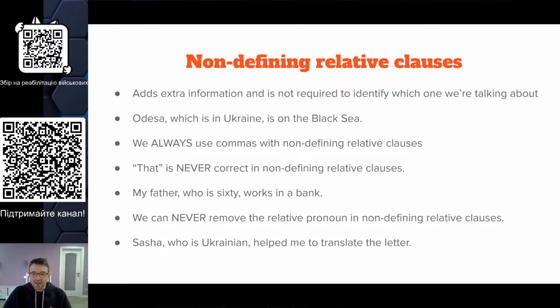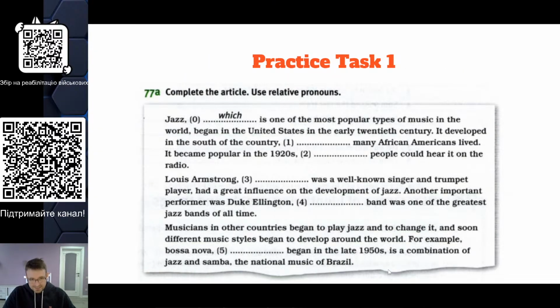Okay, so let's do some practice. So I'm going to give you here this short task, just maybe about 3 minutes for this should be okay. Here we have got a short text about jazz. As you can see, we have got 5 spaces in the text, and I would like you to complete them with the correct relative pronoun. So with which, who, when, etc. I'll give you a couple of minutes to have a look.